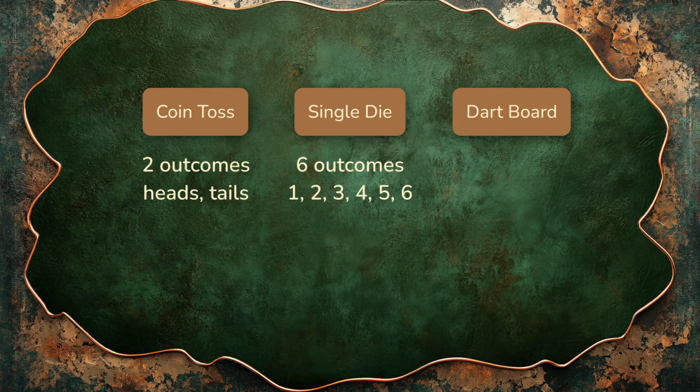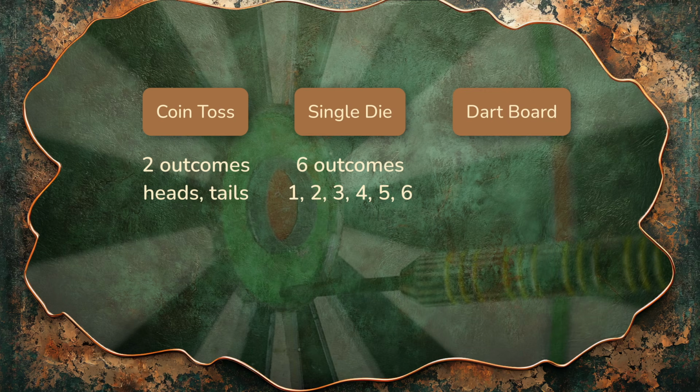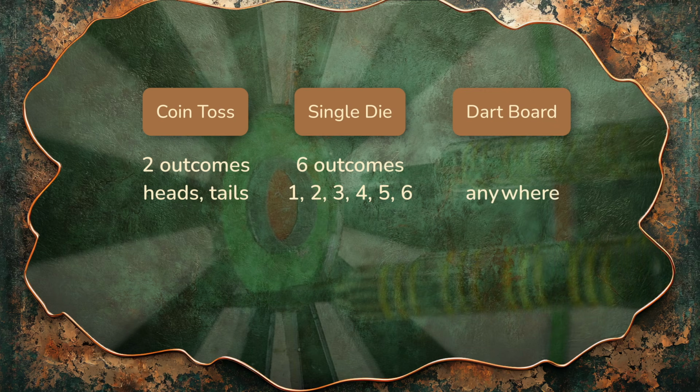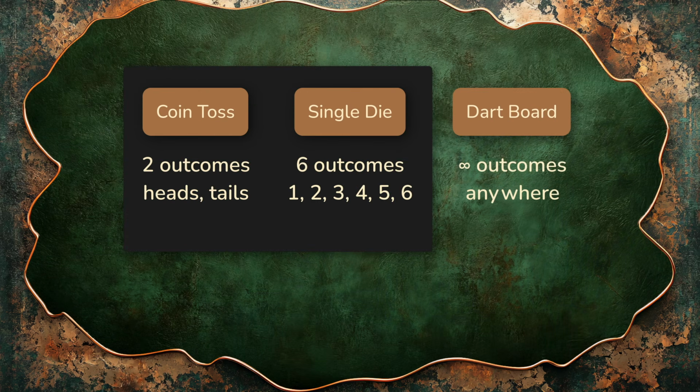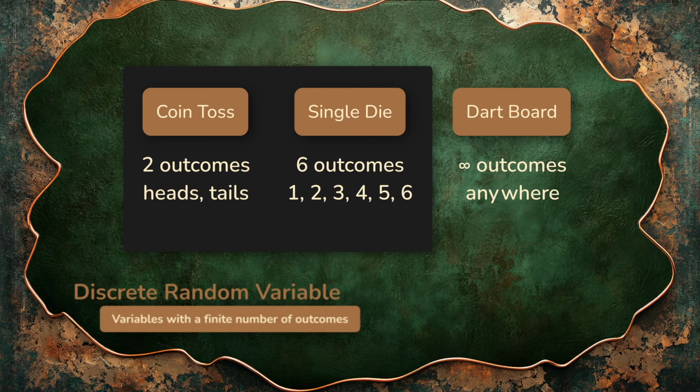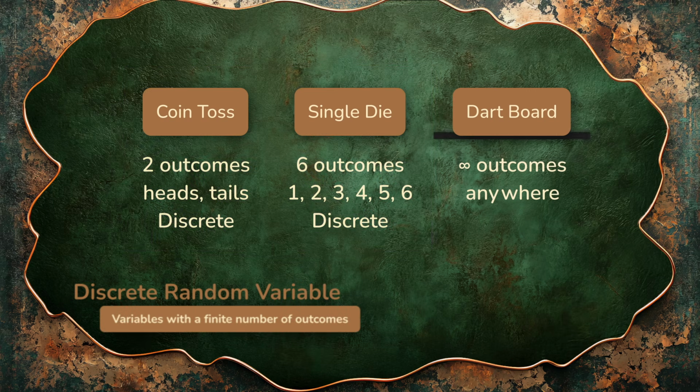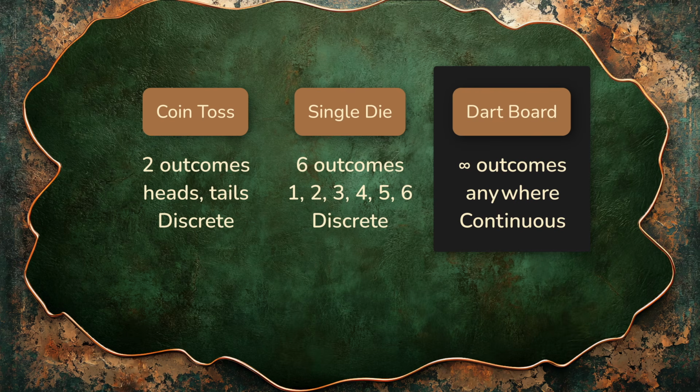But throw a dart at a dartboard. Now things get different. The dart can land anywhere, not just in a few labeled spots, but at any point on the surface. That's infinitely many possibilities. Coins and dice have a finite number of possible outcomes. We call these discrete random variables. The dartboard? That's a continuous situation.